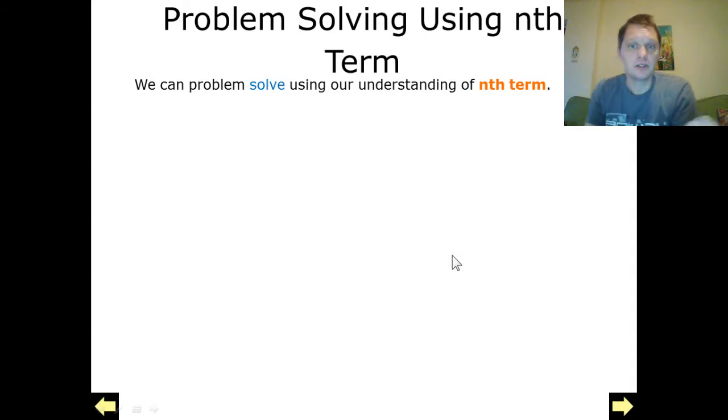Now, we've looked at nth term where we've looked at generating a sequence using an nth term. We've also used a sequence to find the nth term rule for this. Now we're actually going to look at how we could use nth term when we're given a problem to try and solve.